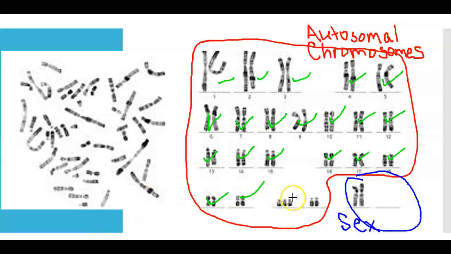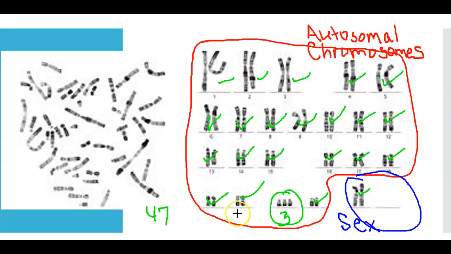19, 20. Uh-oh, got a problem here. There are actually 3 chromosomes here instead of 2. And this one looks good, and we have 2 sex chromosomes. So we have a problem right off the bat, because instead of having 46 chromosomes, this person has 47.